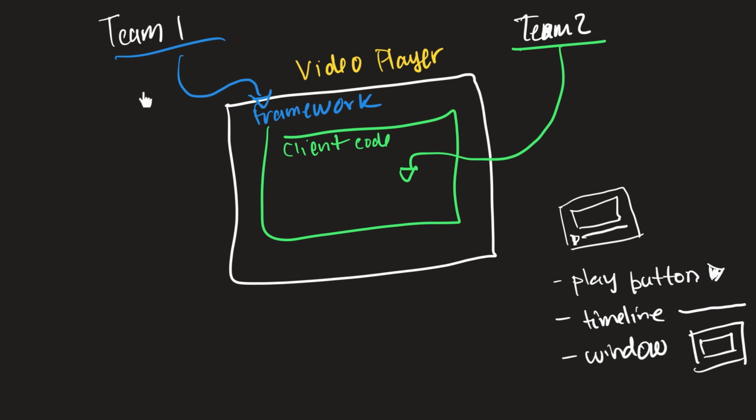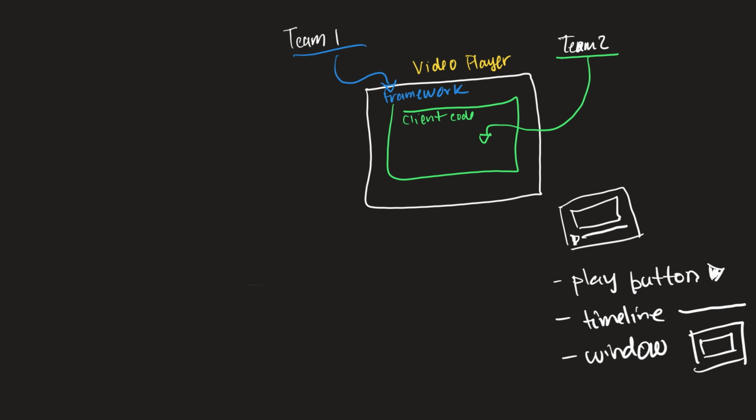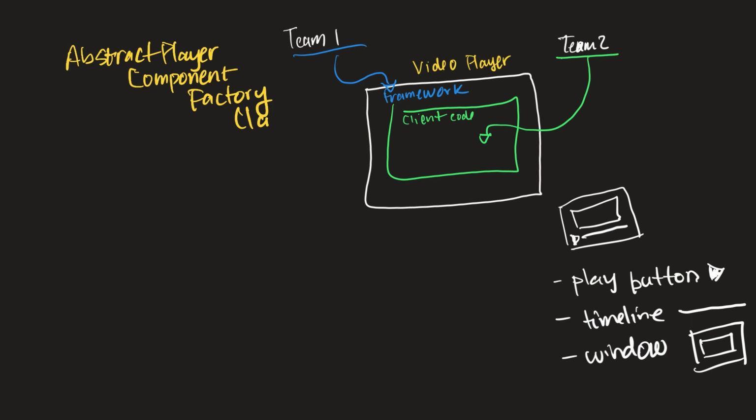So what team 1 is going to do, since team 1 is responsible for these objects, and let's go ahead and make this a little bit smaller. Team 1 is responsible for providing these objects to the client code for team 2. So team 1 is going to create what we call a factory, and it's going to be an abstract factory. We'll call it player component factory, and it's going to be a class. So what does this actually mean? What's an abstract player component factory?